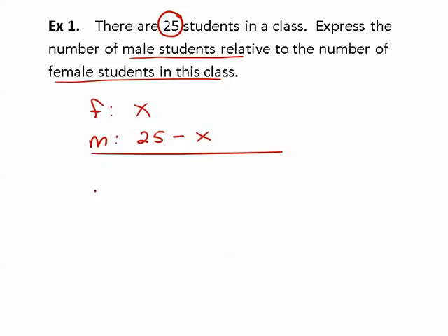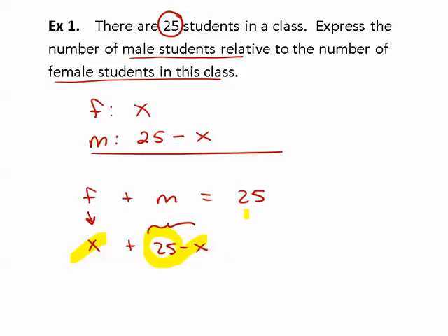Now remember, when you add these together, the number of female students plus the number of male students, you need to come up with 25. So I'm showing you this to hope this helps you understand why it has to be 25 minus X. So we're saying here that the number of female students is X, and the number of male students is 25 minus X. Now what happens is the X for female is a positive, and the one for the male is negative. So those will cancel each other out, and it leaves you with 25 total students.